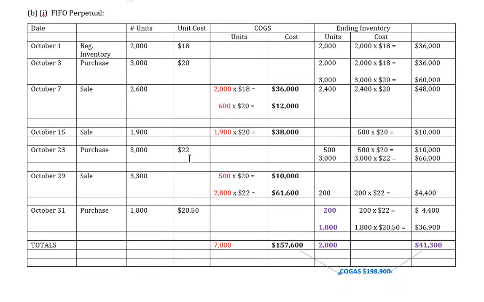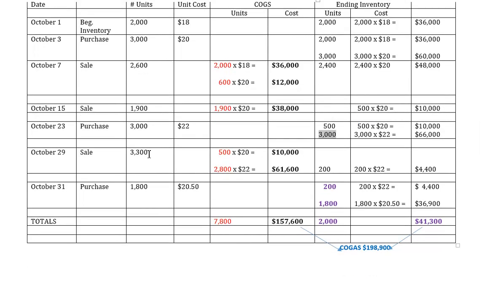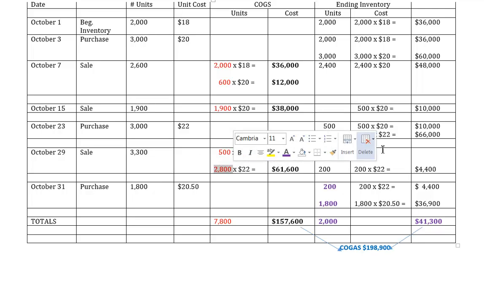Well, we already know, because we know here that once we sold the 3,300 units, we would have what left? 200. 200 that came from here, because don't forget, of the 3,300 we sold, 500 came from what was left of the October 3rd purchase, and the other 2,800 came from what we recently bought on October the 23rd, which is from these 3,000. So if these 2,800 came from those 3,000, we have 200 units left, right? And those 200 units are sitting at $22 a pop, or $4,400.